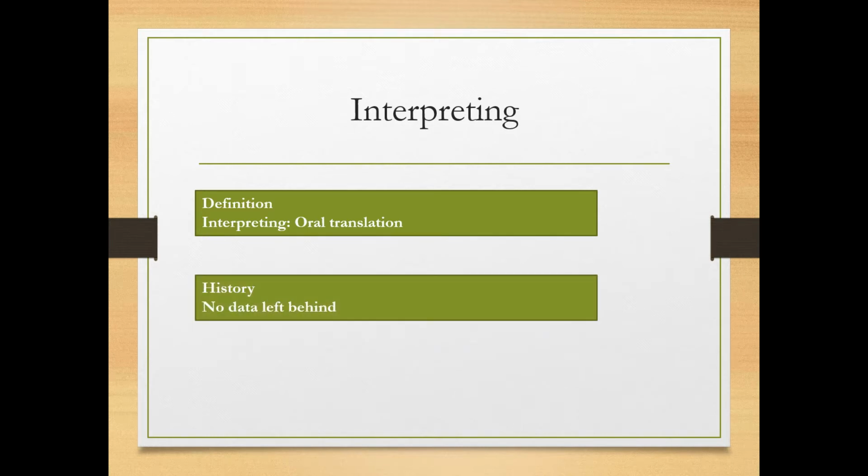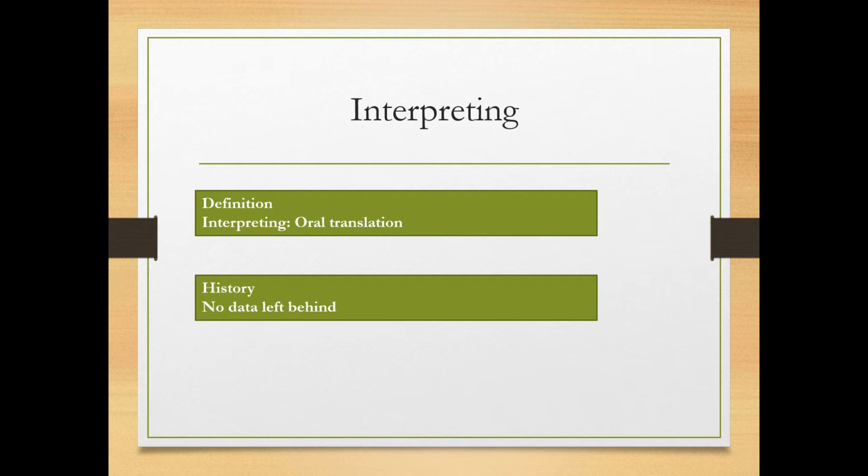Interpreting is one of the oldest practices used for communication. It's older than translation itself. But in translation, we can trace back the history of translation. Archaeologically, we may find many translated documents, or even stones, like the Rosetta Stone in Egypt. On the other hand, in interpreting, there was no proof left behind because it's an oral practice.